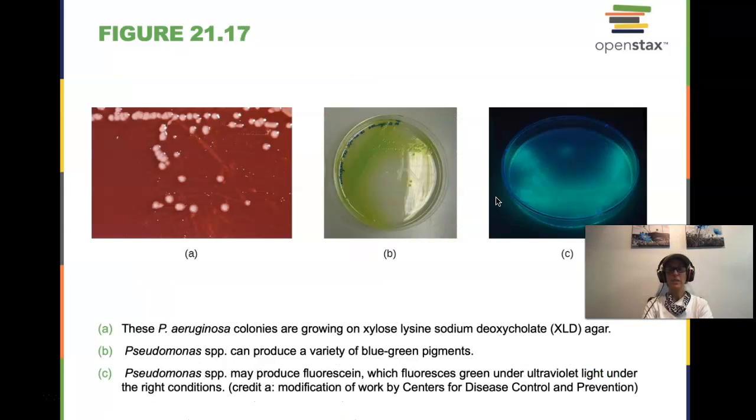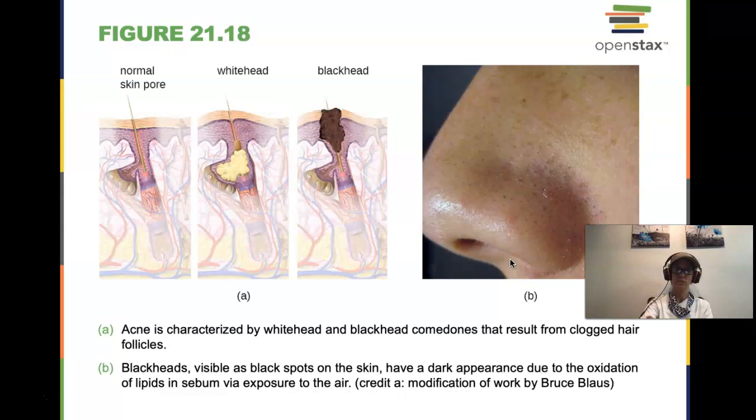The Pseudomonas can be diagnosed by streaking it on various agars. This xylose lysine sodium deoxycholate makes these really shiny colonies. On plain old tryptic soy agar, it'll make this green pigment, and they might even produce this green pigment that might fluoresce under ultraviolet light. So when there are infections that are suspected to be Pseudomonas, rather than culturing them, they can shine a UV light on them as a way of diagnosis.